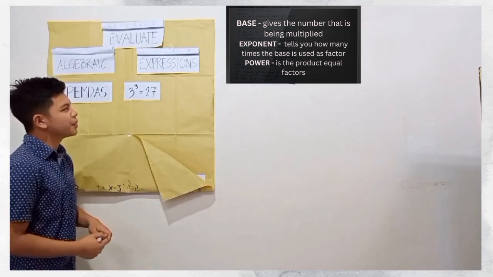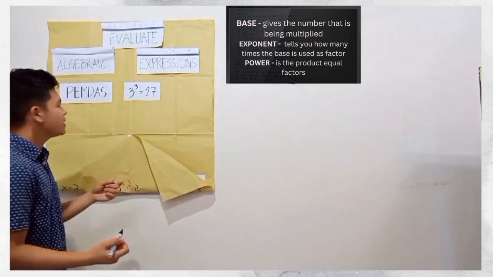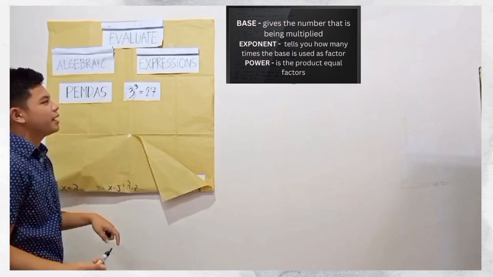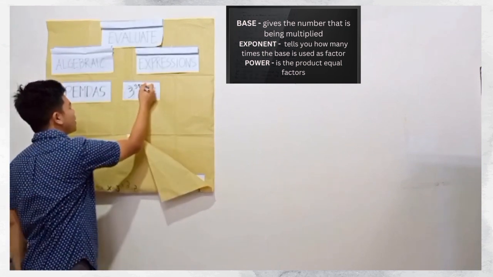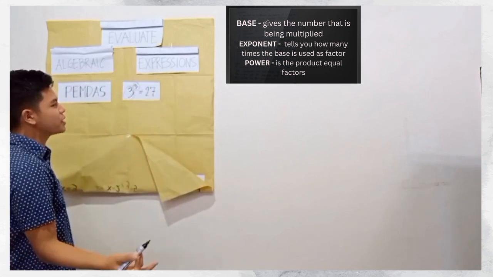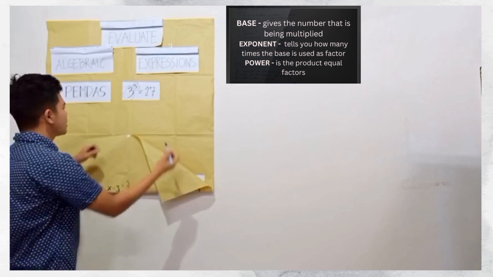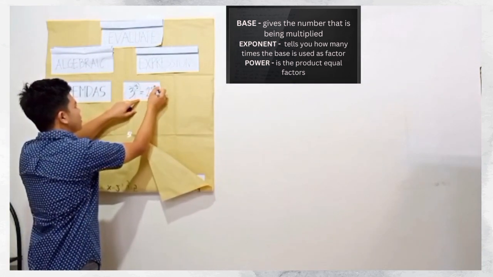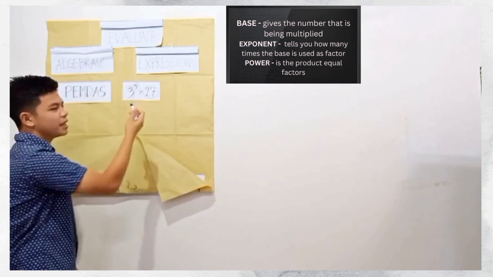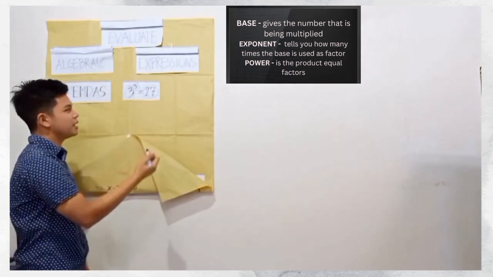So here in our example, our base is this 3. And our exponent is also 3. And our power, which is the product of equal factors, is 27. So 3 to the power of 3 is equal to 27.